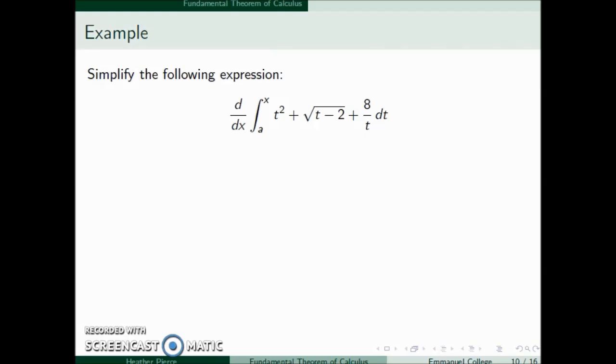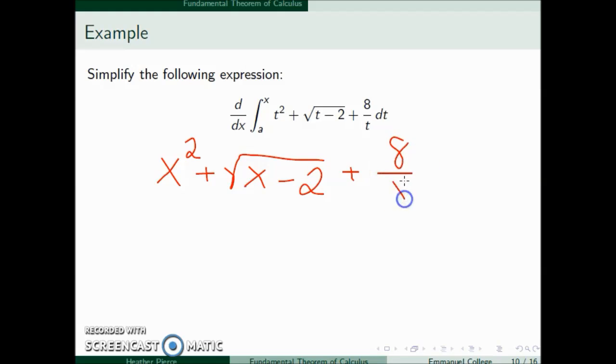For example, we want to simplify this. Basically, all we have to do is replace all of the t's with an x. So we get x squared plus the square root of x minus 2 plus 8 over x.